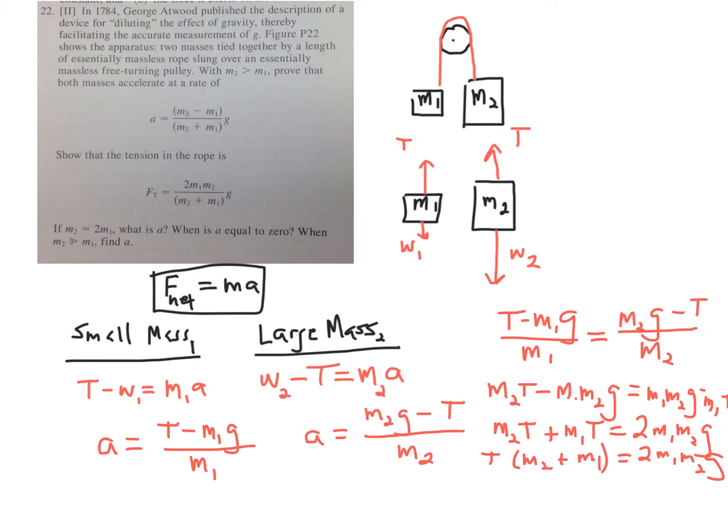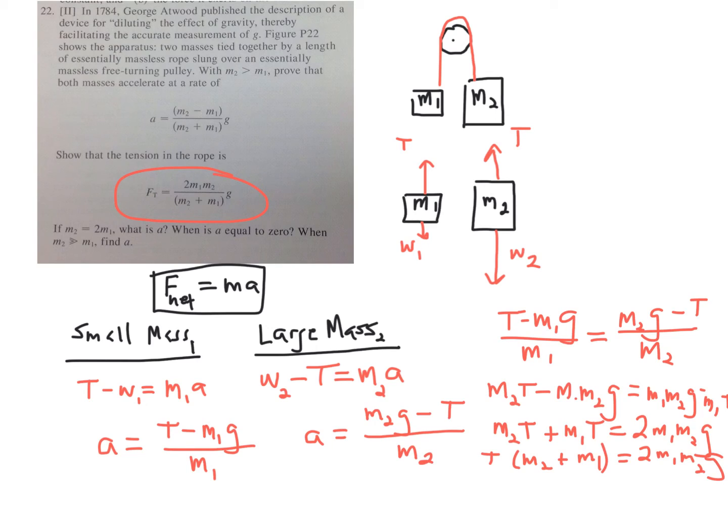I'm off the screen here, but one more step gets you this up here on the upper left. The force of tension, I call it T in this case, is 2 times the product of the two masses divided by the sum of the two masses, all times little g.